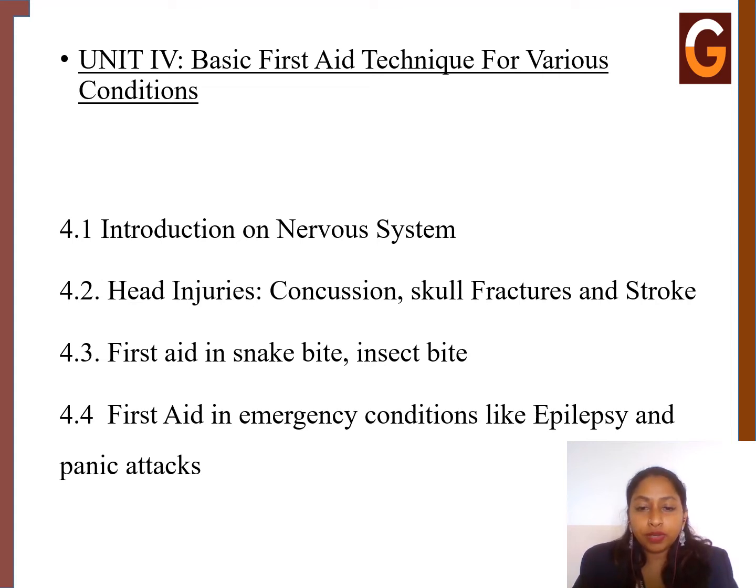In 4.2, we will then go for injuries related things like head injuries, any kind of concussions or the fractures, and also the main thing is stroke. Okay, so these we will be dealing in unit 4.2.